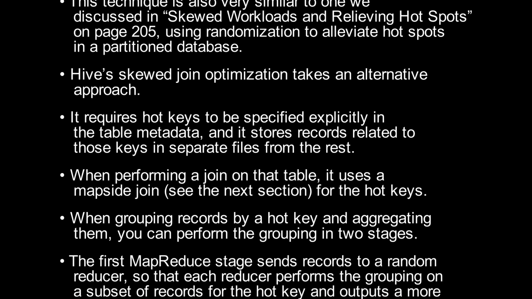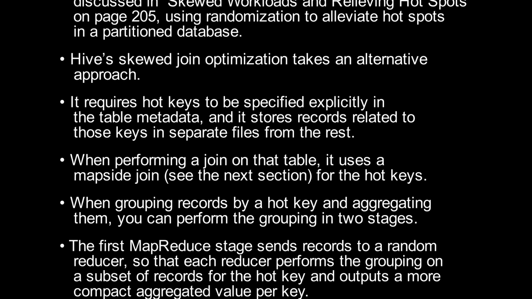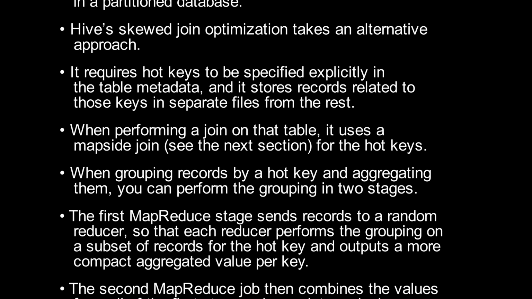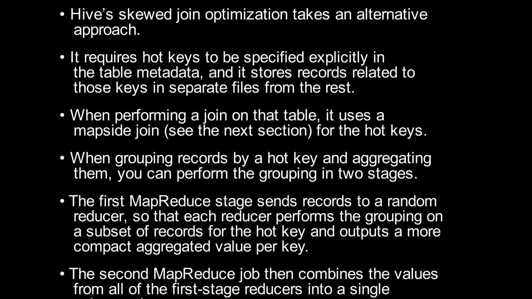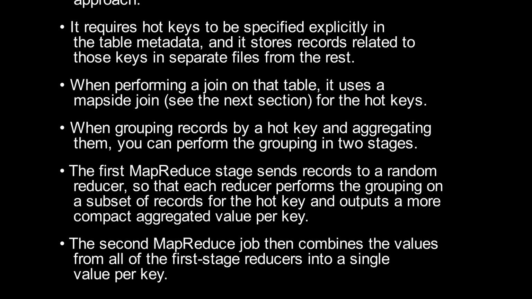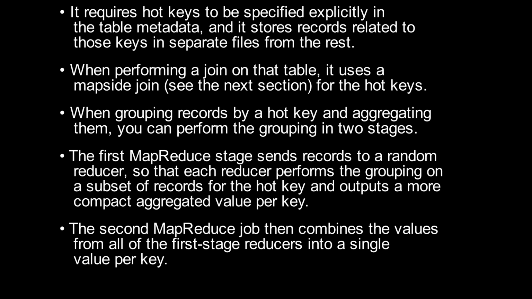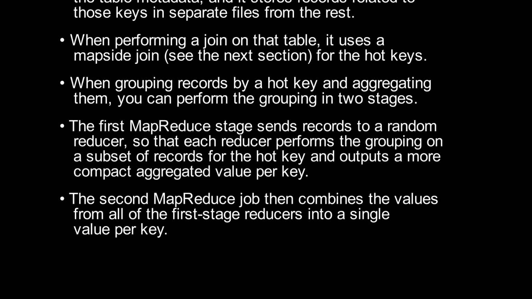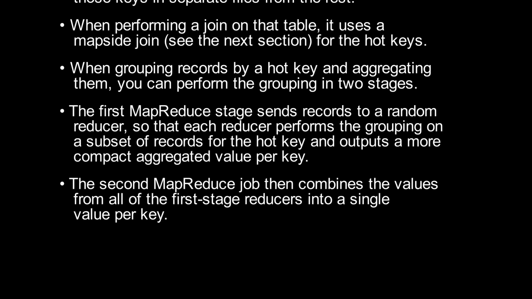When grouping records by a hot key and aggregating them, you can perform the grouping in two stages. The first MapReduce stage sends records to a random reducer so that each reducer performs the grouping on a subset of records for the hot key and outputs a more compact aggregated value per key. The second MapReduce job then combines the values from all of the first-stage reducers into a single value per key.